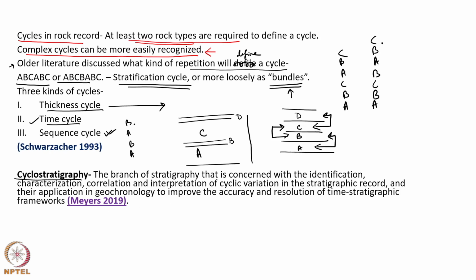What is cyclostratigraphy? This is a branch of stratigraphy that is concerned with the identification, characterization, correlation and interpretation of cyclic variation in stratigraphic records and their application in geochronology to improve the accuracy and resolution of time stratigraphic frameworks. When we are dealing with rocks with cyclic variation, sometimes we are incorporating geochronologic dates. That branch of stratigraphy is called cyclostratigraphy.